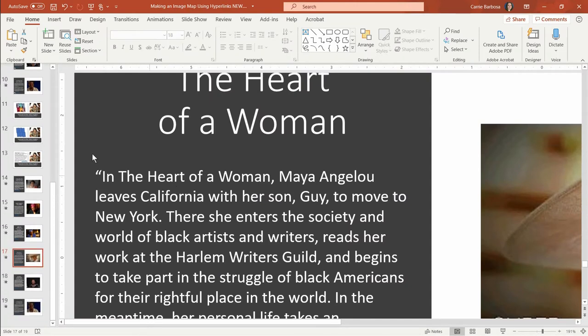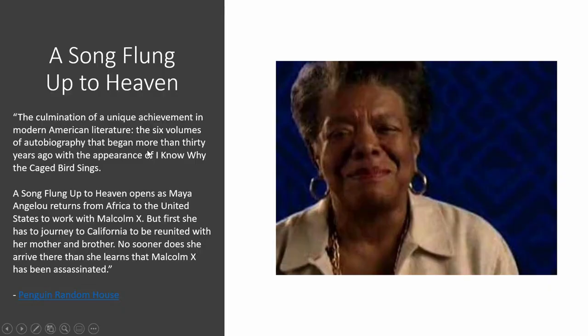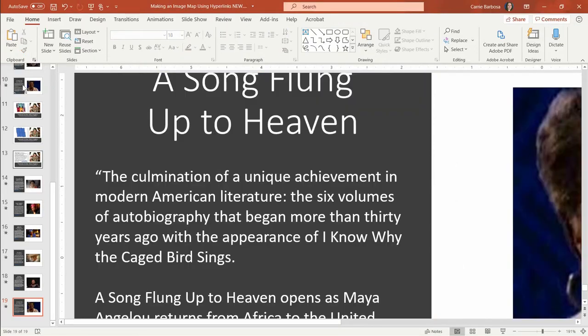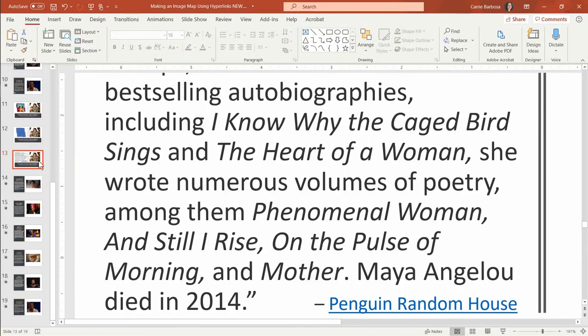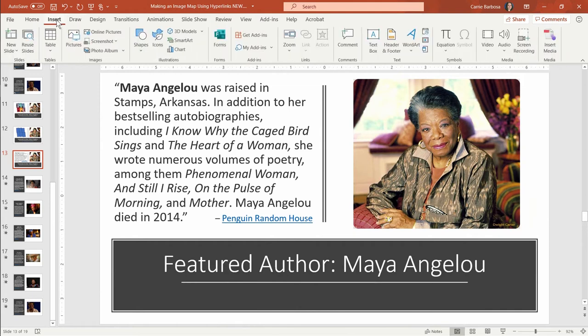Heart of the Woman. And I had to go back because I didn't do that back button just yet. And A Song Flung Up to Heaven. All right, so now let's go ahead and insert the back button. Let's make that a little bit smaller. In this case, I'm going to use an icon. So I'm going to insert and click on icon in the illustrations group.